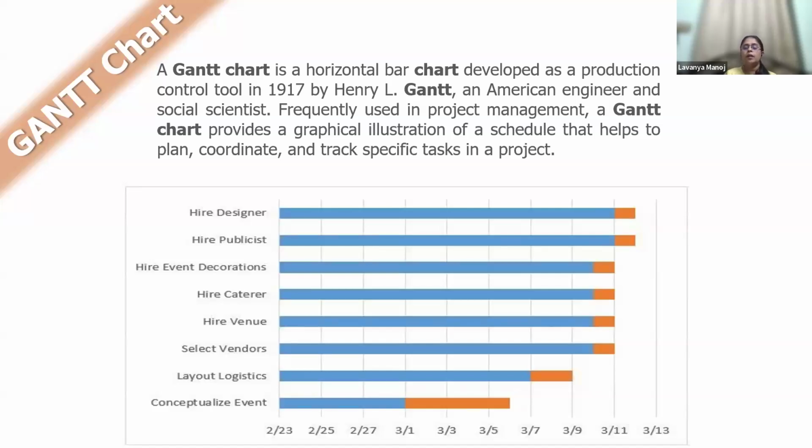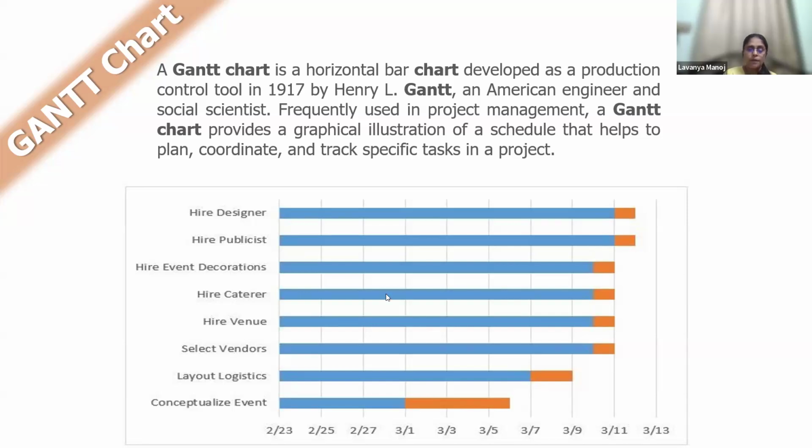This is formulated by Henry L. Gantt, who is an American engineer and a social scientist as well. So again, this is analyzing how much work has been done. It's a graphical representation of a schedule that helps to plan, coordinate, and track specific tasks in a project. How much they have reached as of now. So if it is a production, how much have we reached as of now? If it is some other process, transportation, how much we have reached as a team as of now. This is again a graphical illustration.